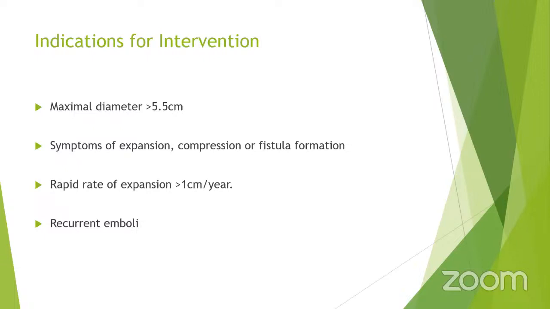Any aneurysms that produce symptoms of expansion, compression, or fistula formation, such as chest pain, back pain, dyspnea, dysphagia, hoarseness, hematemesis, or hemoptysis, are also indicated for intervention. A rapid rate of expansion of more than 1 centimeter per year is also an indication for intervention. And any thromboembolic events that are attributed to the aneurysm are also an indication for intervention.